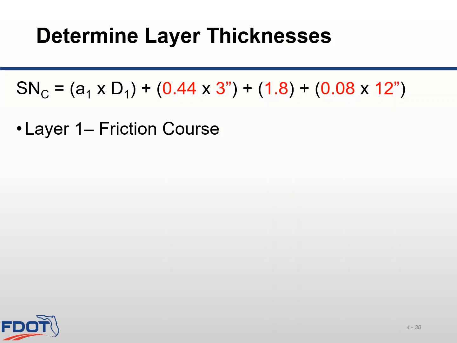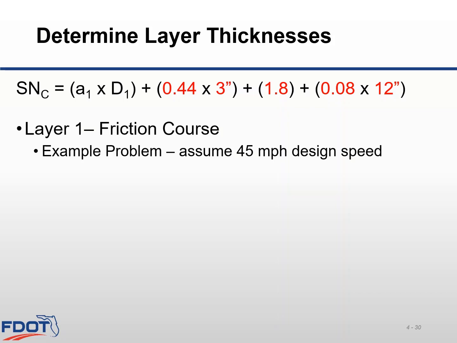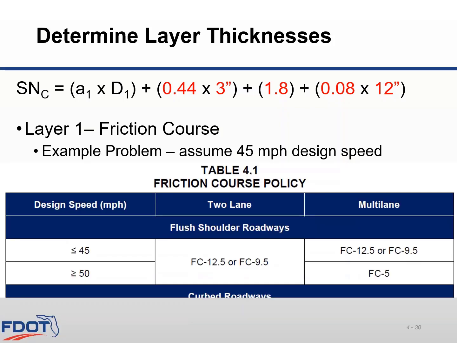So our last layer we need to figure out is our friction course, layer 1. For this example problem, let's assume that our design speed is 45 miles an hour. If we look back at our friction course policy table in Chapter 4, we know that we have two options for a multi-lane flush shoulder roadway with a design speed of 45 miles an hour. We could select FC 9.5 or FC 12.5.